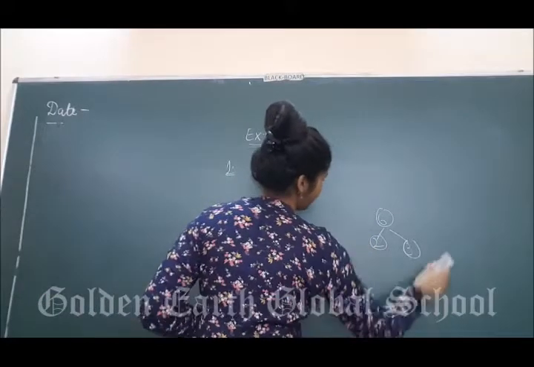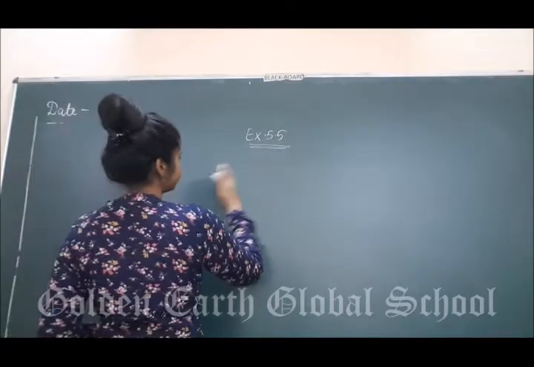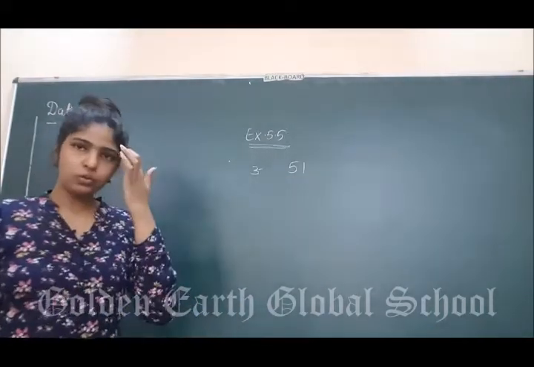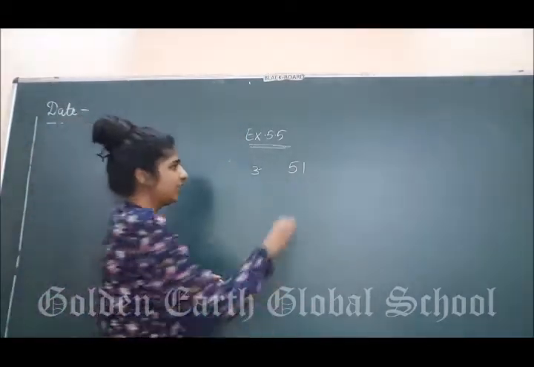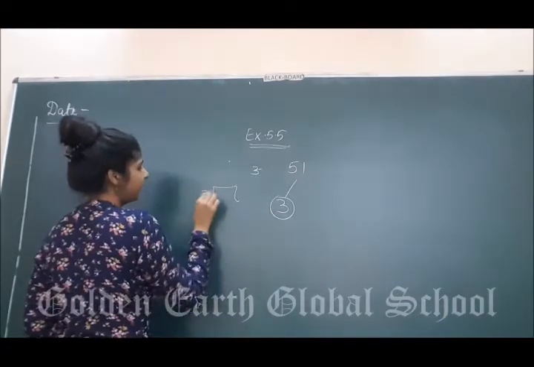Now let's take third part. Second part try by yourself. Third part is 51. Now 51 is divisible on 2? No. The next prime number on which 51 is divisible is 3. Clear? 3 के टेबल पे 51 कहाँ पे आता है?